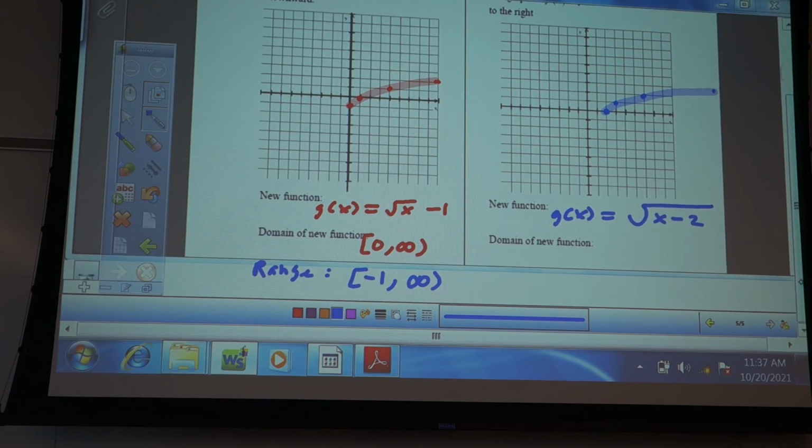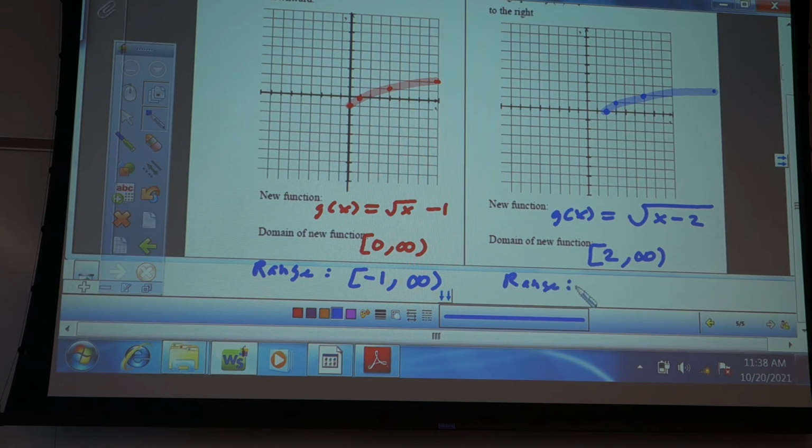What's my domain of the new function? What's the furthest left I go along here? It's right here. Where is that? 2. My left is 2. What's the furthest right I go? Infinity. Perfect.